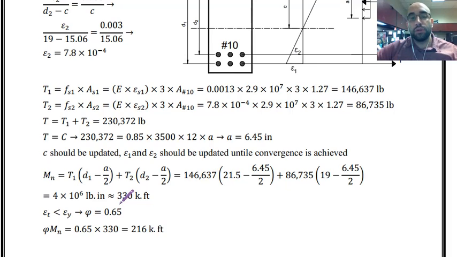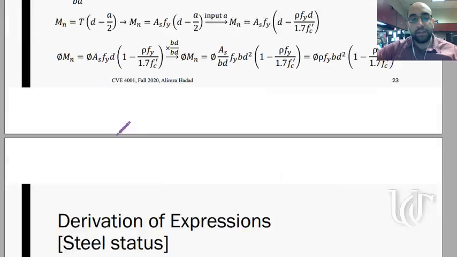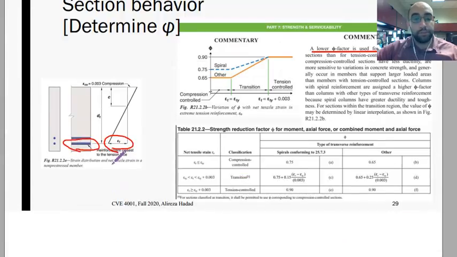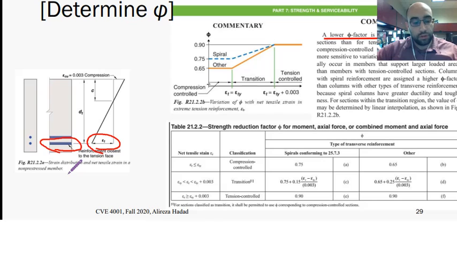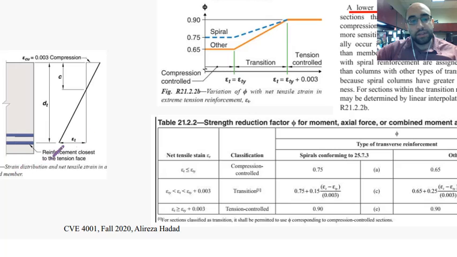Now I have to include the phi factor. What is the phi, or the strength reduction factor? We need to look at the code and find the slide that we had about strength reduction factor, or phi. That is over here. As you can see, we have to look at this diagram or this table. They are both the same.